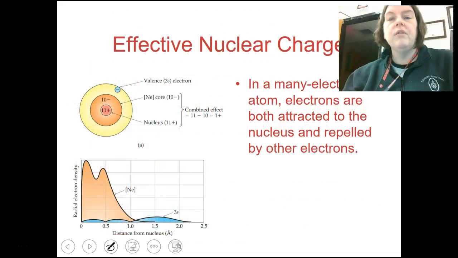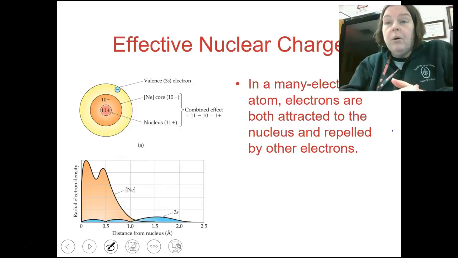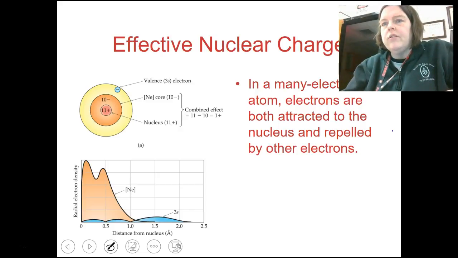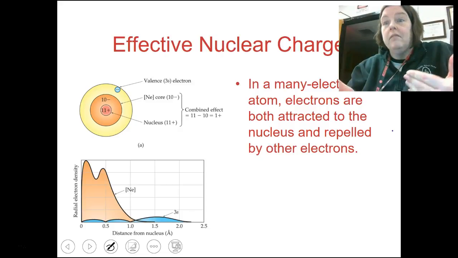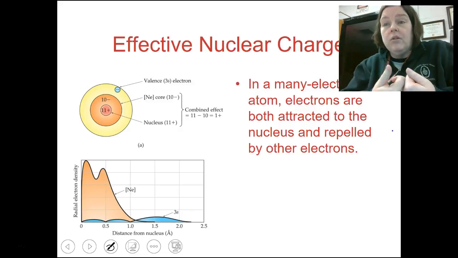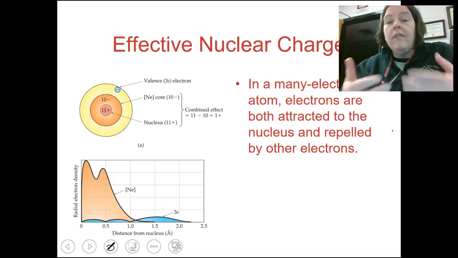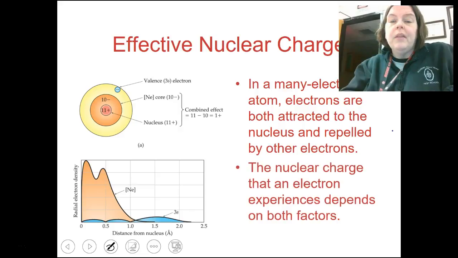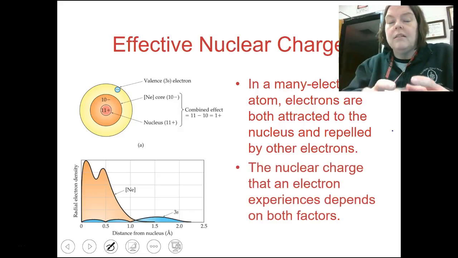So the effective nuclear charge is what we're talking about. How much of that nucleus is pulling on those outer electrons out there? In many atoms, electrons are attracted to the nucleus and repelled by other electrons. It's amazing, right? Negative, negative, they're being repelled. Positive, negative, they're being attracted. So we have to deal with this in a way that makes sense. What we see here is that the nuclear charge depends upon both of these things.